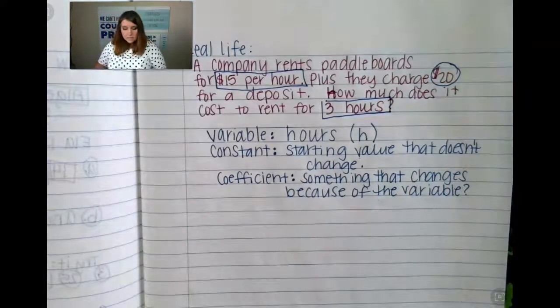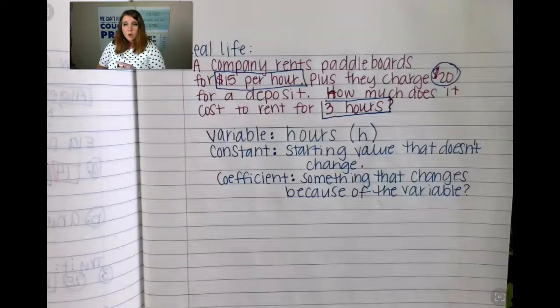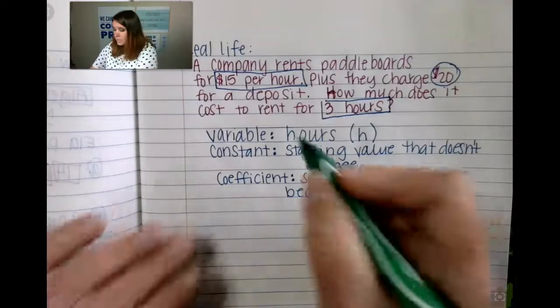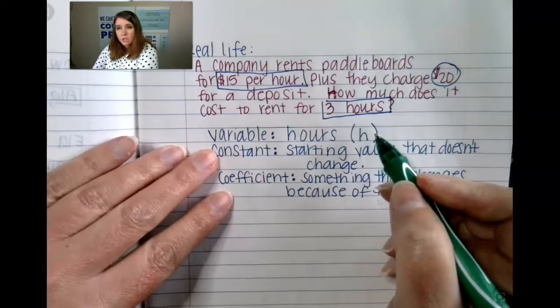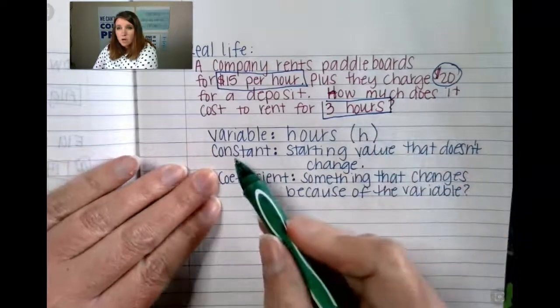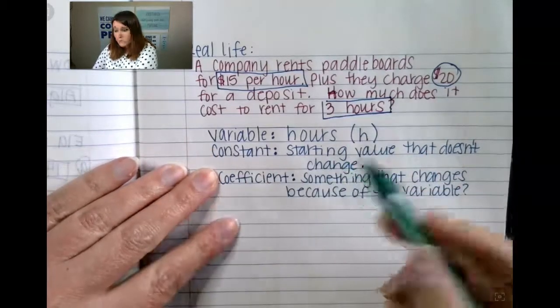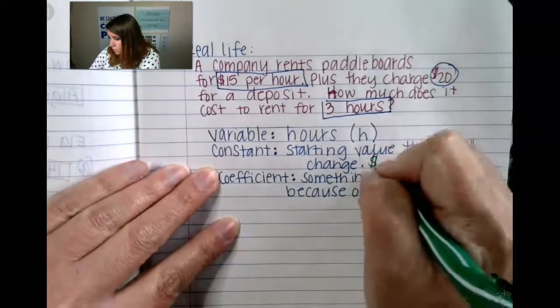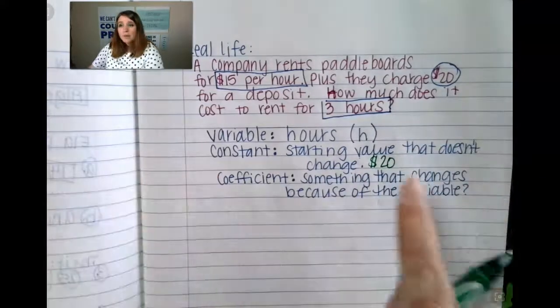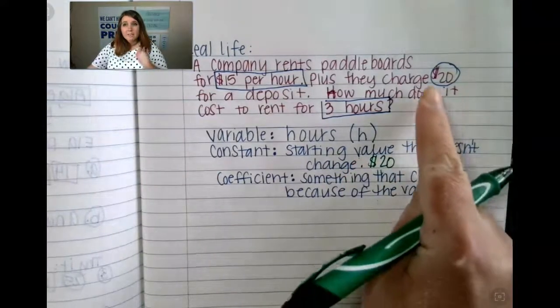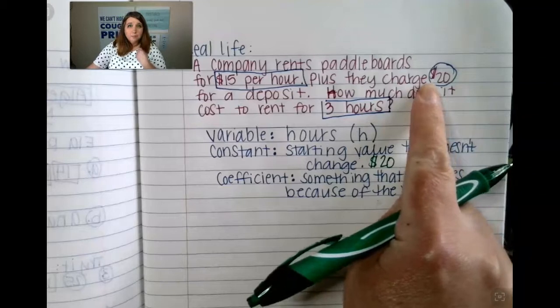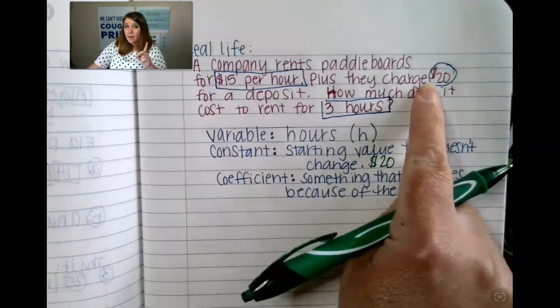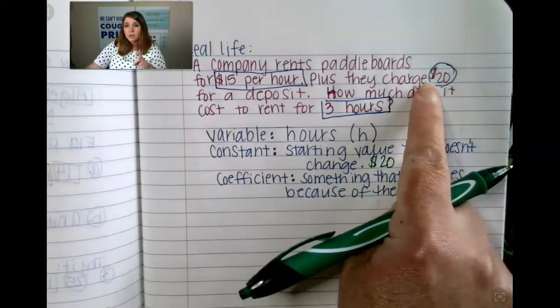Okay, so let's answer these. In this problem, we said the variable, the thing that was changing was the hours. Our constant, the starting value was the $20. No matter what, I'm paying this $20 deposit. Even if I went for just 1 hour, I'm paying $20.